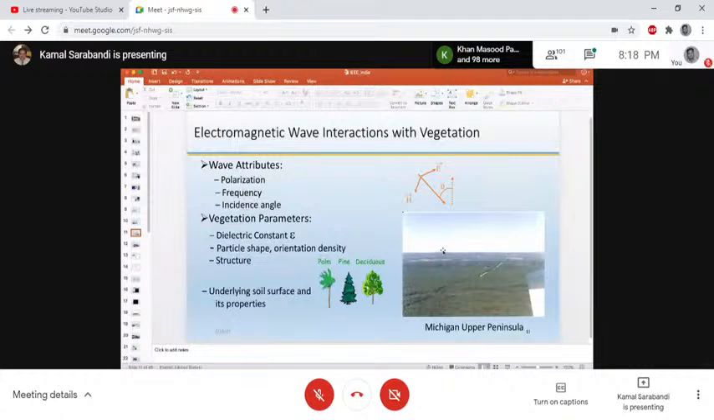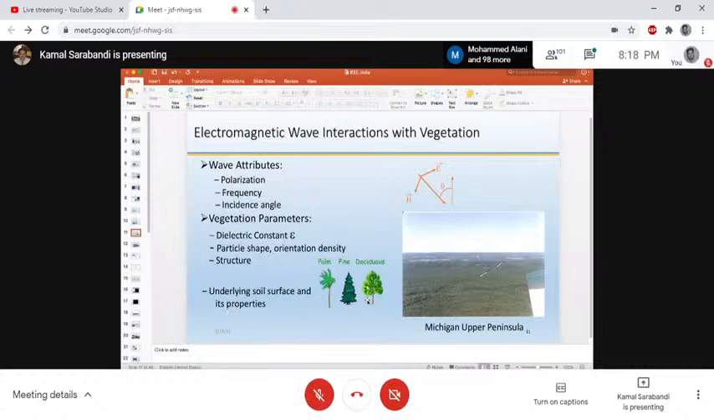There are wave attributes, radar attributes, such as polarization, frequency, and incidence parameters that affect the backscatter. Also, vegetation parameters affect the backscatter, like dielectric constant, particle shape, orientation, density, and most importantly, the structure of the tree. Do you have deciduous trees? Do you have coniferous trees? Do you have palm trees? These will also have a significant impact on the radar backscatter. Even though the biomass may be the same, the backscatter that you observe is going to be very different.